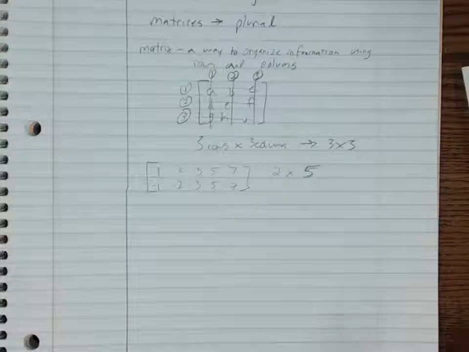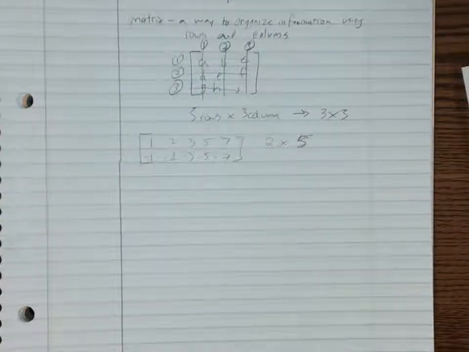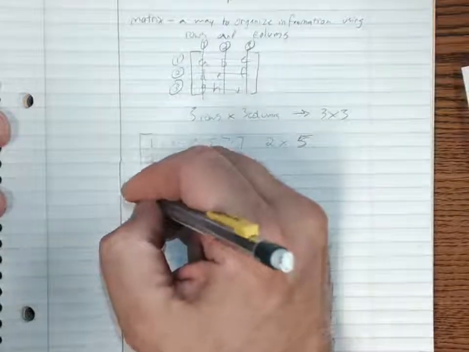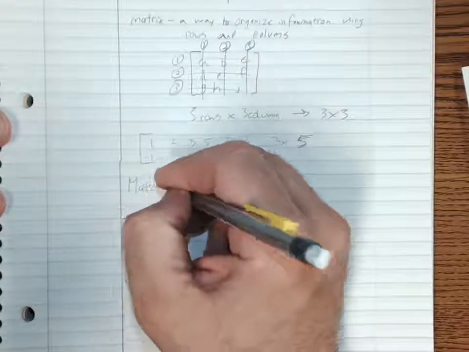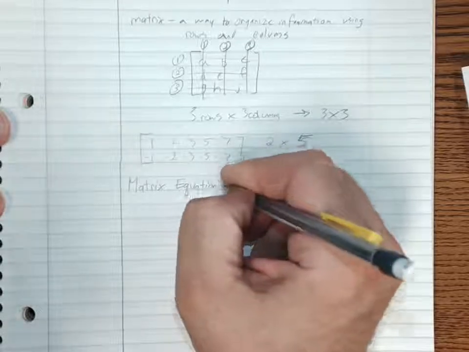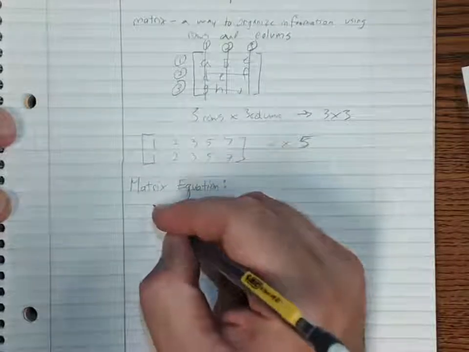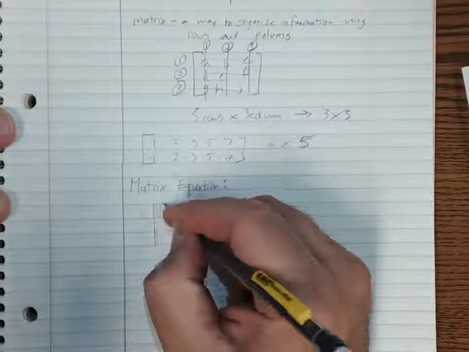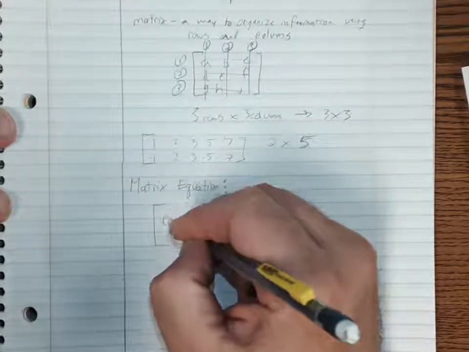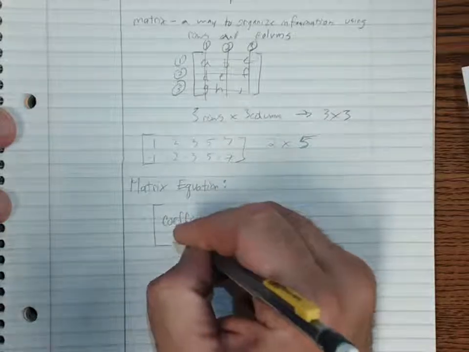All right. When you are given a system, you're going to have to come up with what's called a matrix equation. And it looks like this. There are 3 matrices. The first one is called the coefficient matrix.